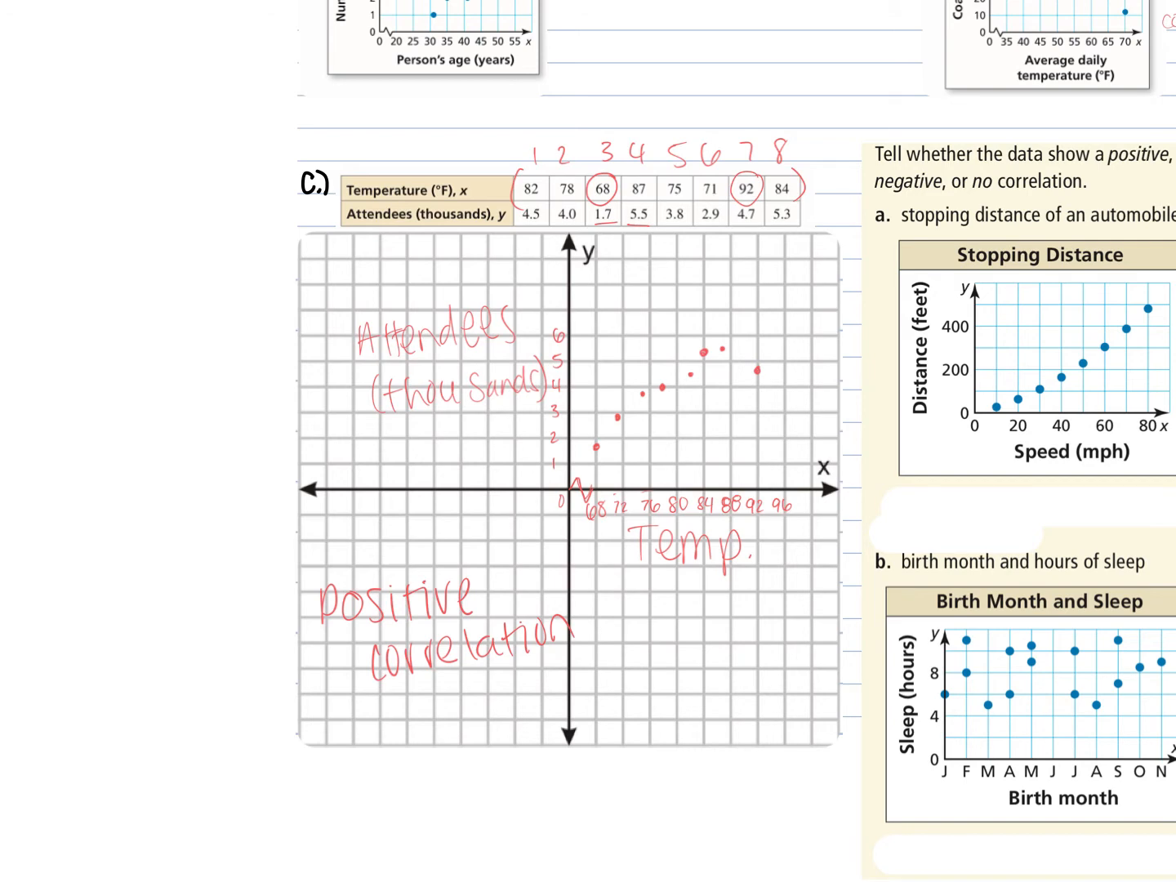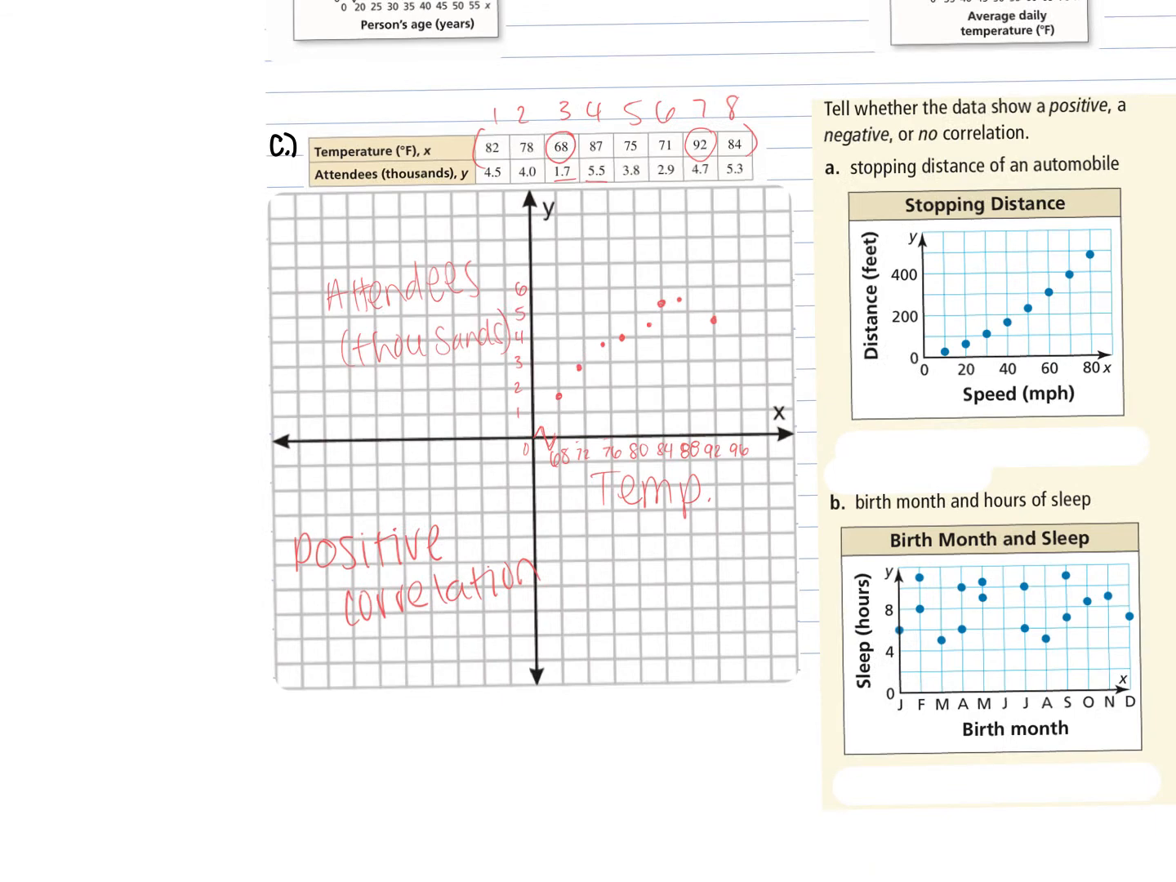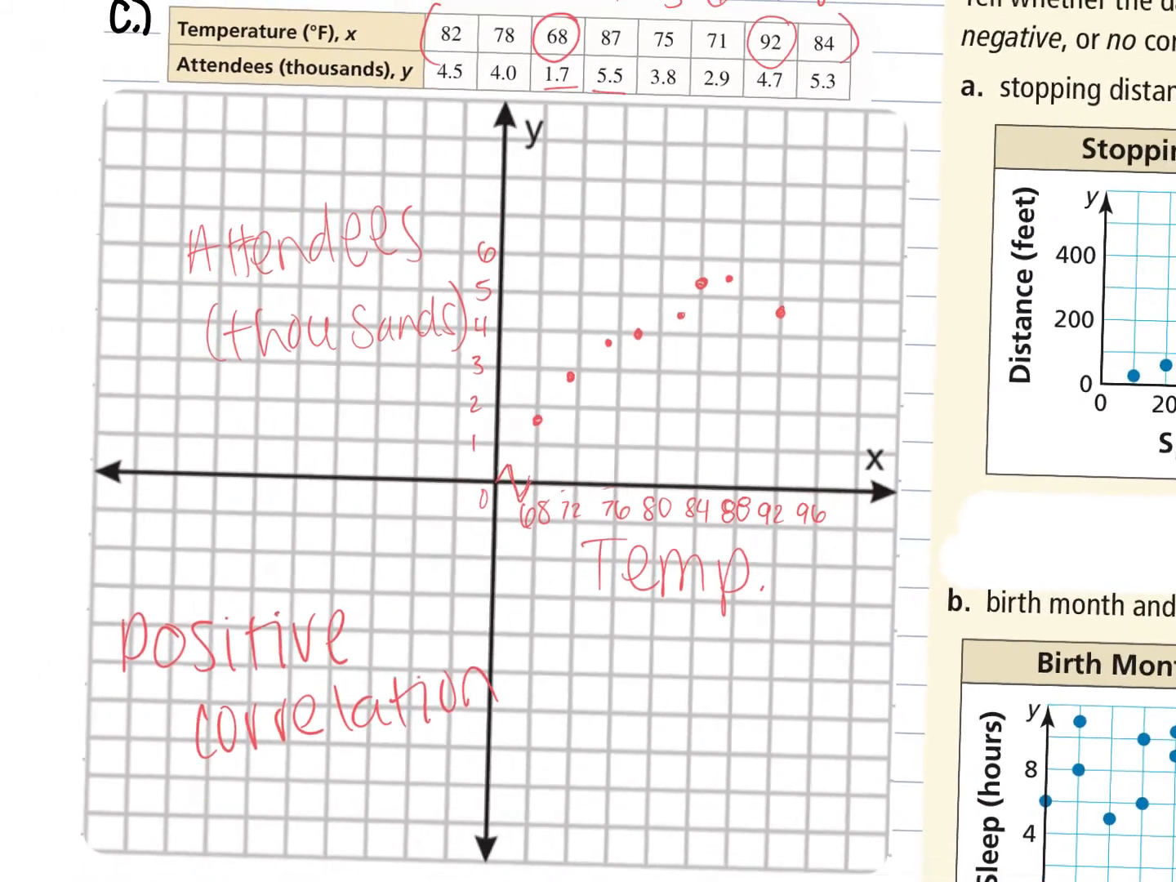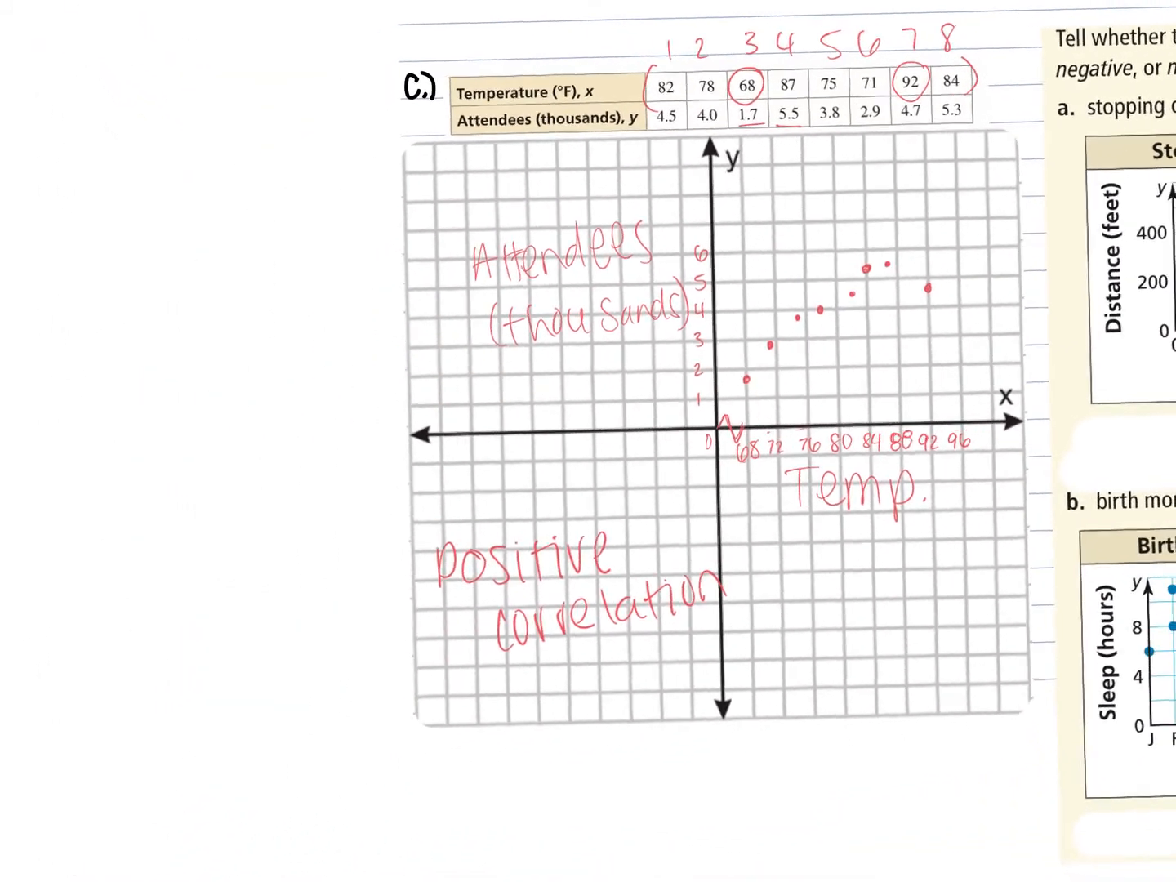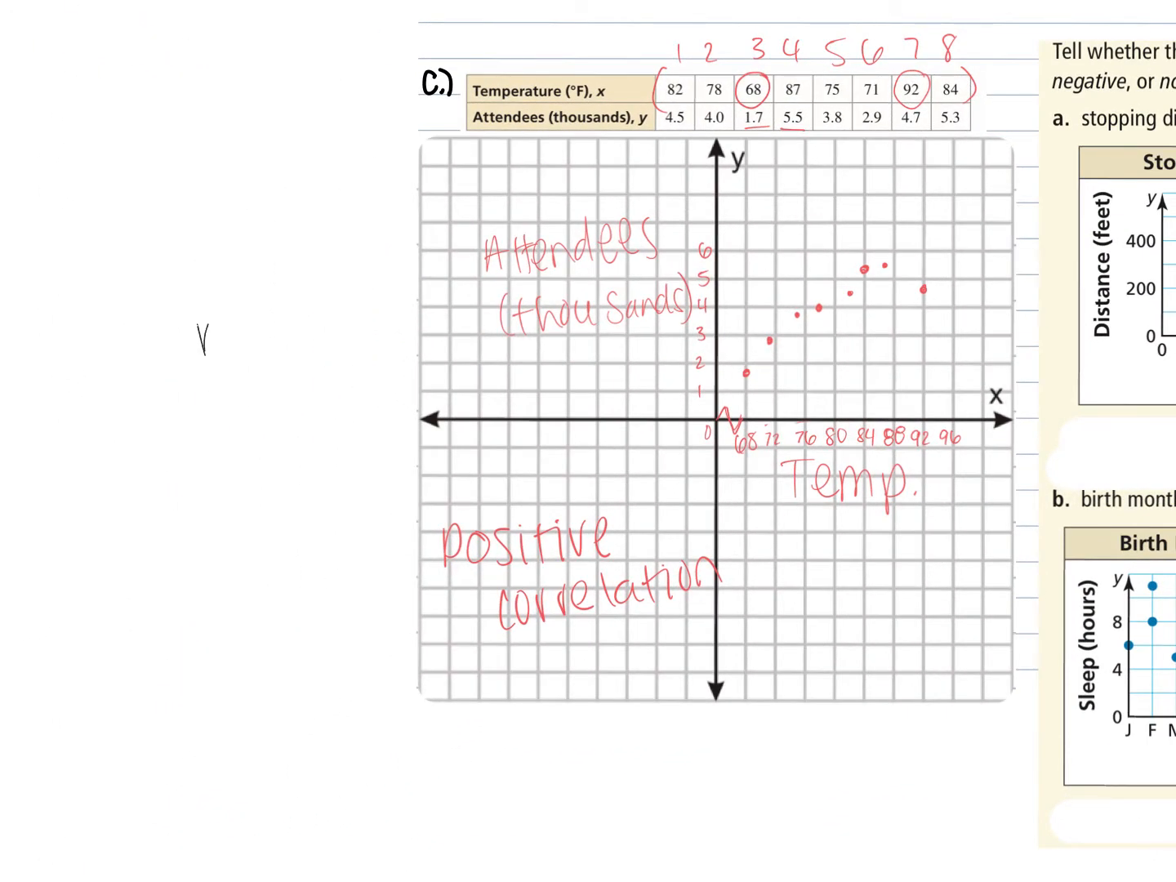Now, you have enough information. So, you guys, we graphed all the points, correct? Does this one have a positive, negative, or no correlation? Positive, okay? Write that down. So it's a positive correlation.